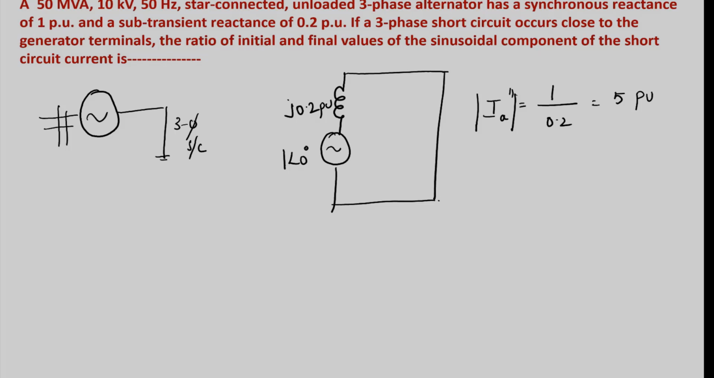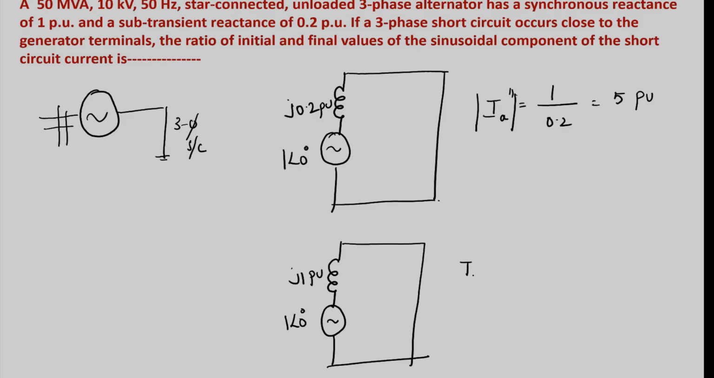Okay. After that, what will happen? After the subtransient period, there will be the transient period. After that, the steady state period will come, where the circuit will become this one, where this is 1 at an angle 0. The steady state reactance is j1 per unit. Now, the steady state fault current that flows through the armature is given by 1 divided by 1, that is 1 per unit.